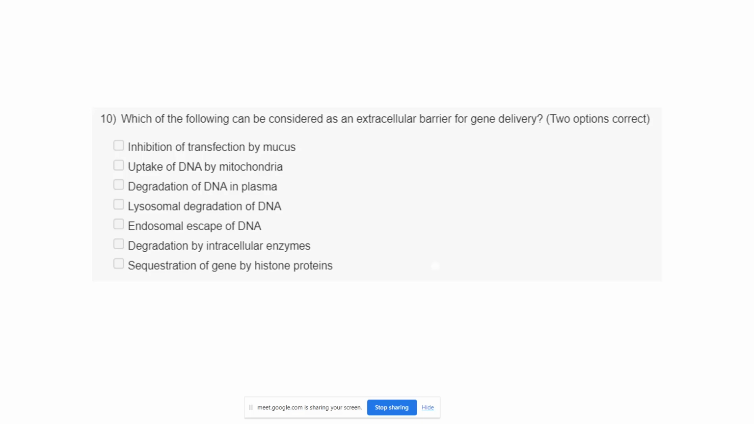Yes, you are correct. The inhibition of transfection by mucus and degradation of DNA in plasma, the first and third option, are the correct answers. These can be considered as an extracellular barrier for gene delivery.